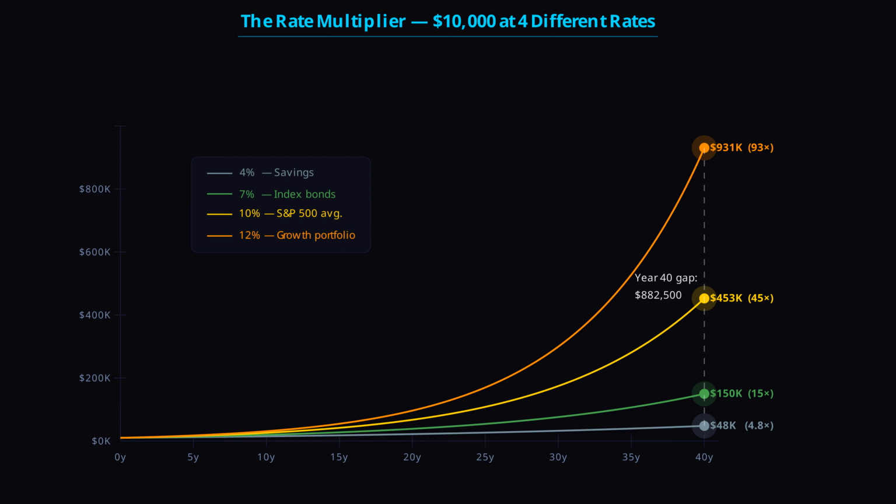Rate matters. But notice, the shape of the curve at 10% and 12% is nearly identical in appearance. Both are exponential. Both accelerate sharply. The lesson isn't chase higher returns at any cost. The lesson is get into the exponential function as early as possible.